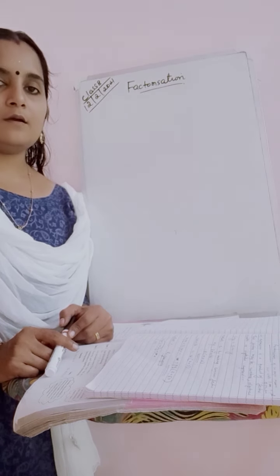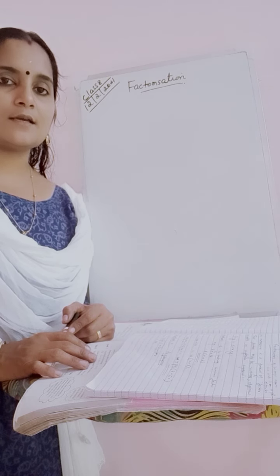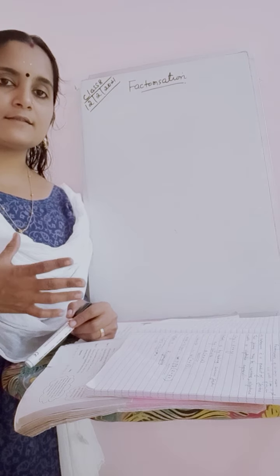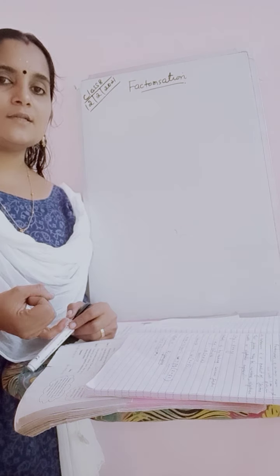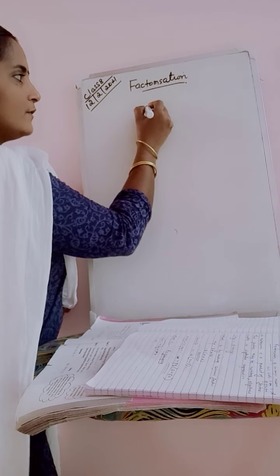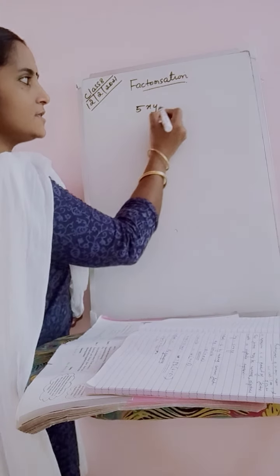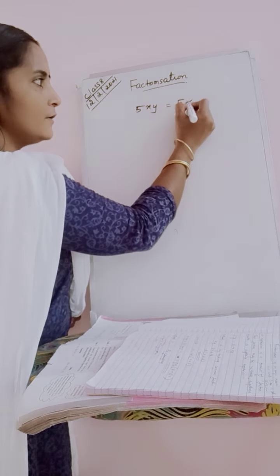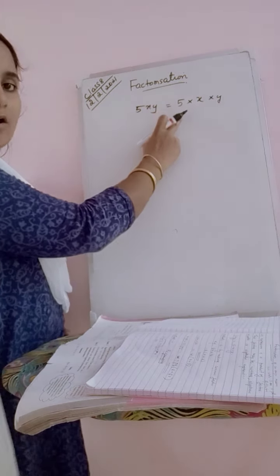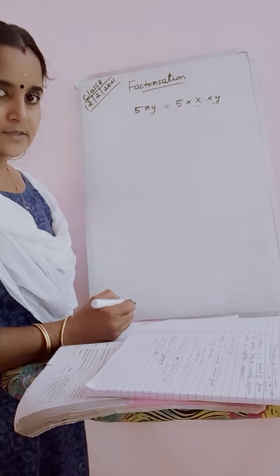Today we discussed our chapter 14, factorization. Factorization of an expression means we write it in the form of factors. Those factors may be variables or constants. For example, 5xy means it is the product of 5x and y. That 5 is a constant, x and y are called the variables.